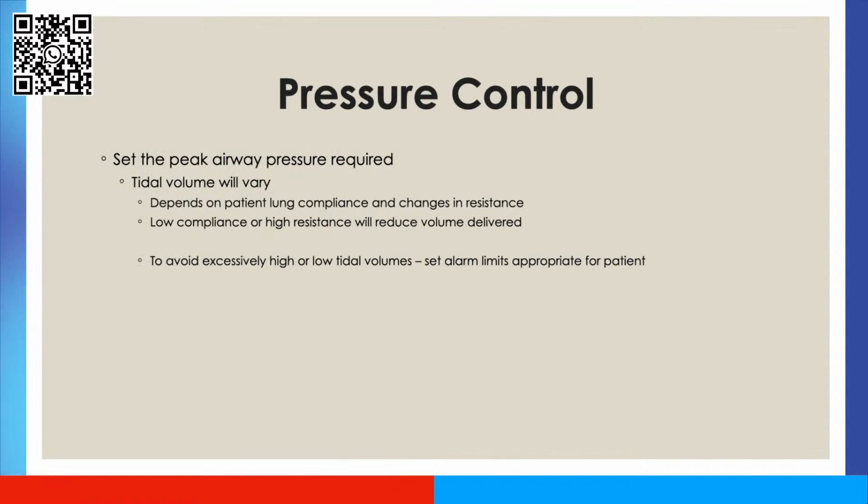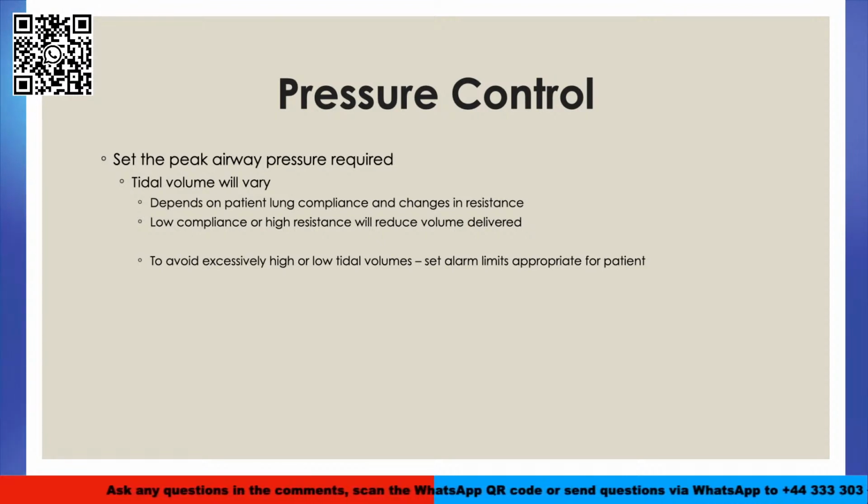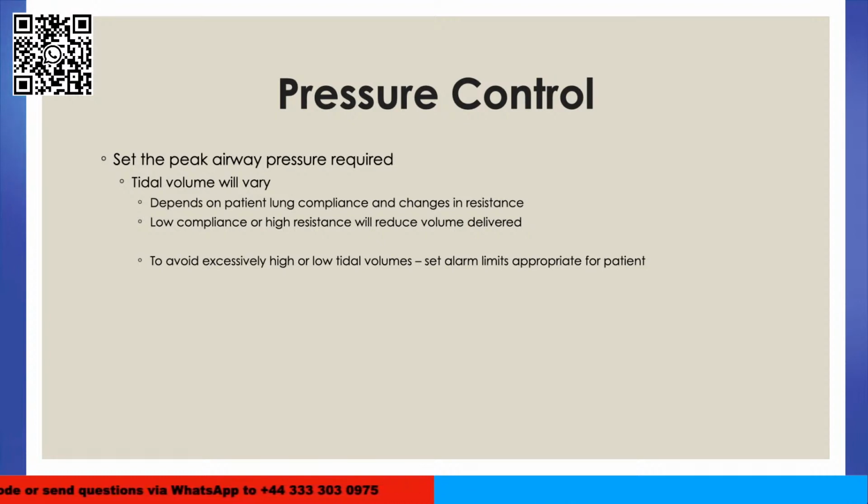So moving on to talk about pressure-controlled ventilation. Again, as indicated by the name, it's where you set the peak airway pressure required. With this, you're going to have variable tidal volumes. The tidal volumes you achieve will depend on the compliance of the patient's lungs and any changes in resistance. So if you have really low compliant lungs or very high resistance, you're going to have a reduced volume delivered to the patient.